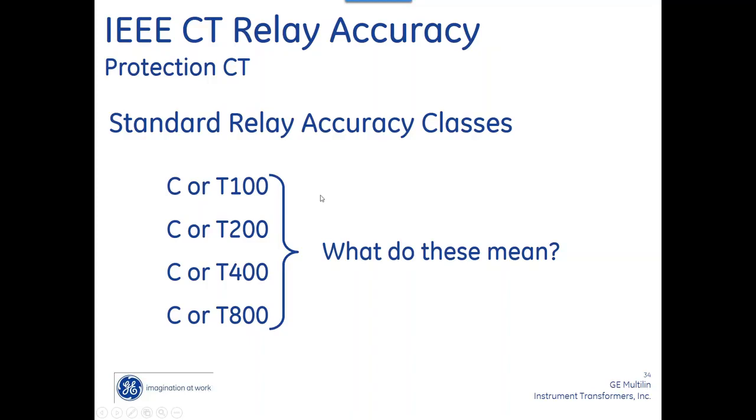All right, let's talk about protection CTs. With protection CTs, they'll either have a C or a T in front of it. Can somebody tell me what the C and the T stand for? Any ideas? Nobody's popping up an answer. C stands for calculated, T stands for tested. What's the 100 stand for? Any idea?